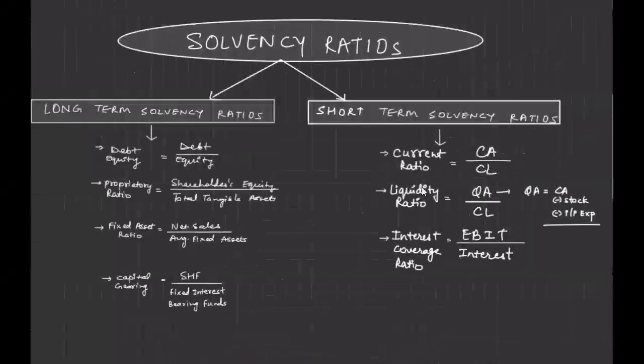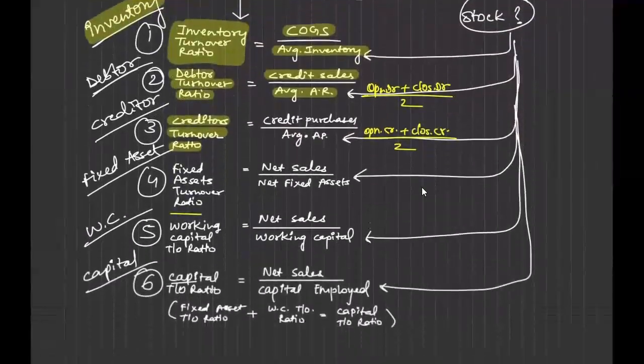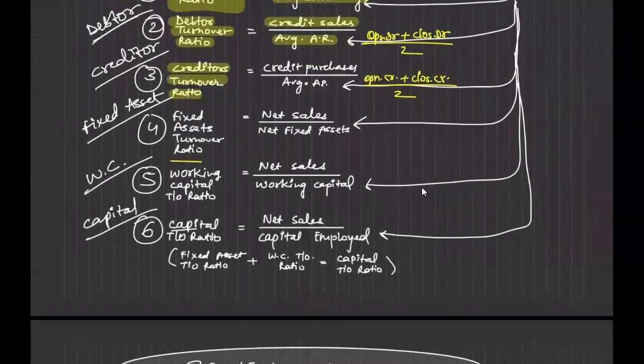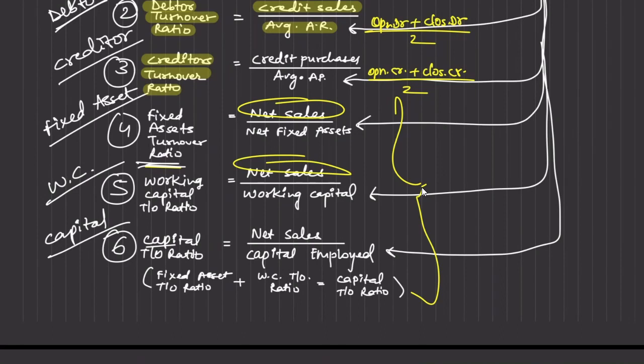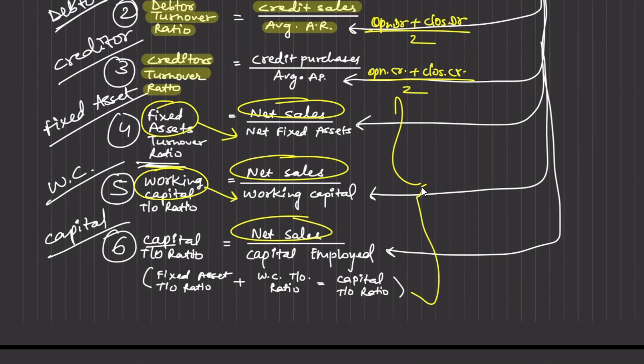Okay, moving on to the next activity ratio, that is called fixed asset turnover ratio. This is the simplest one. Always and always take net sales in the numerator, and whatever is the ratio, take that in the denominator. For example, this is the fixed assets, so net fixed assets. This is the working capital, so working capital over here. This is the capital, so capital over here. It is very, very simple.